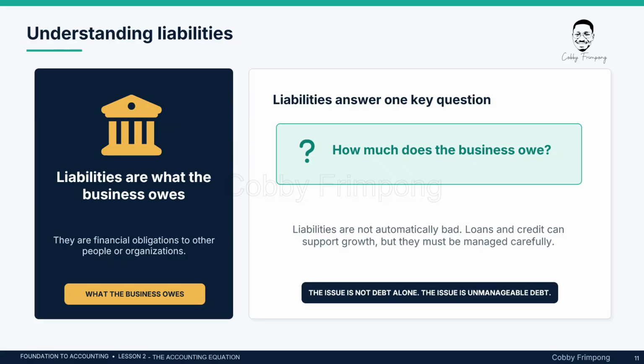Liabilities. A liability is an amount that a business owes to another person or organization. Liabilities show the financial obligations of the business. Liabilities answer one key question: how much does the business owe? Liabilities are not automatically bad. Loans and credit can support growth, but they must be managed carefully.